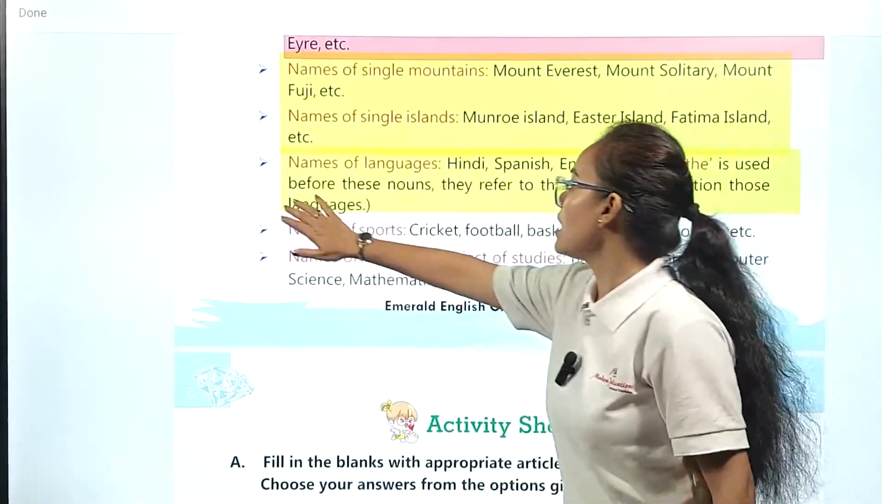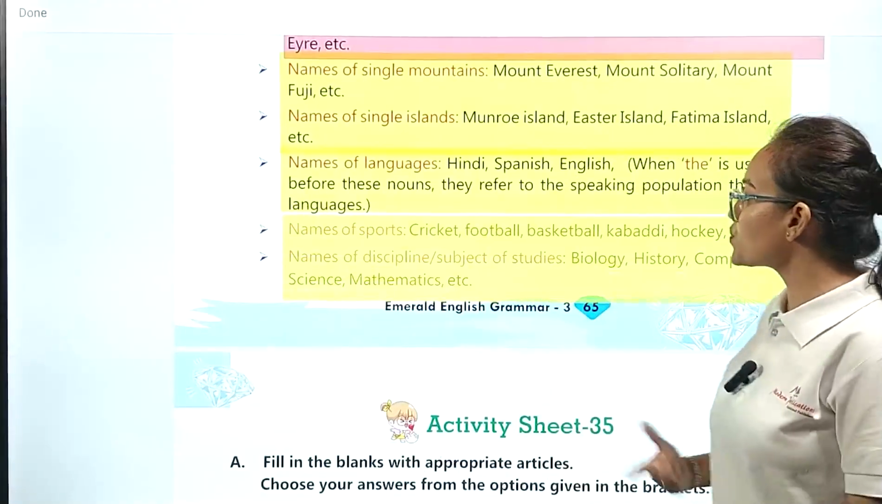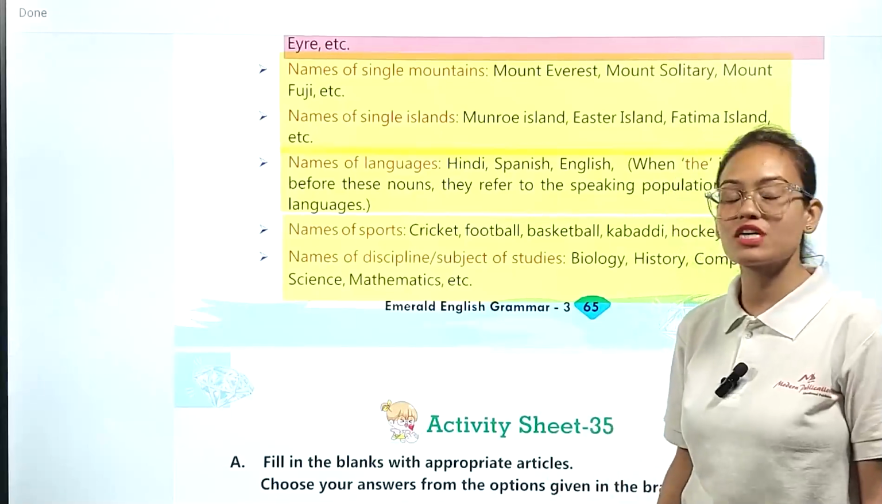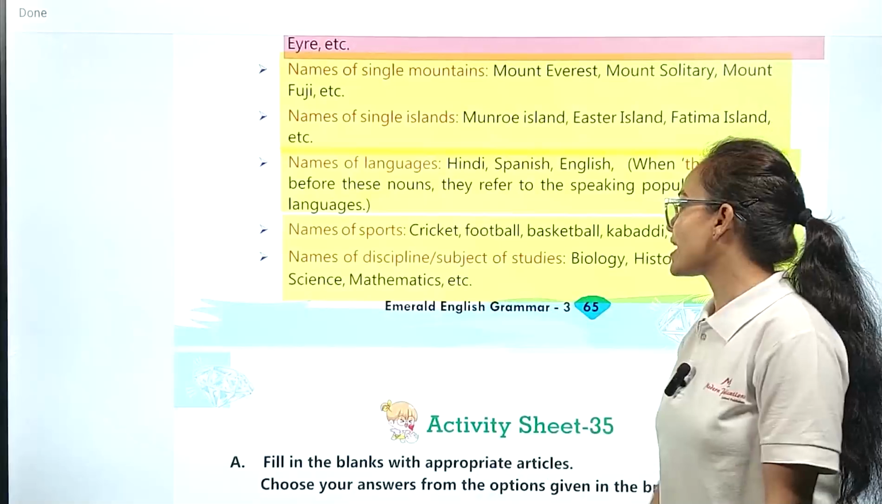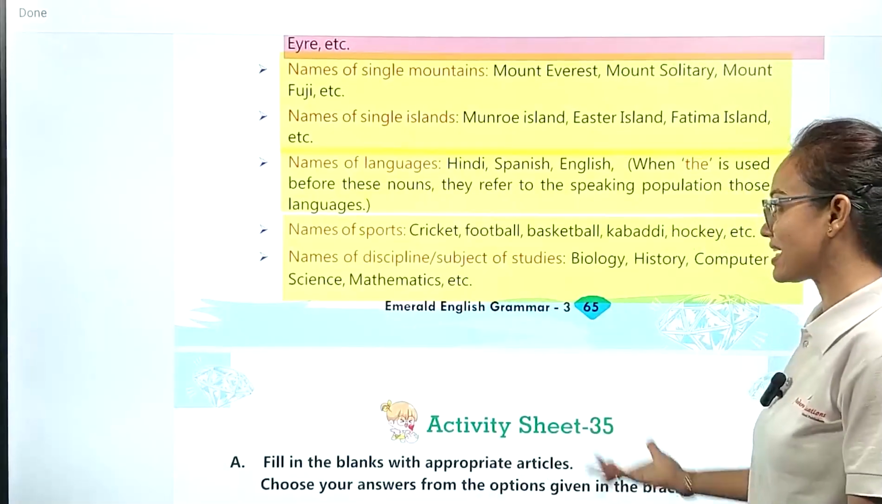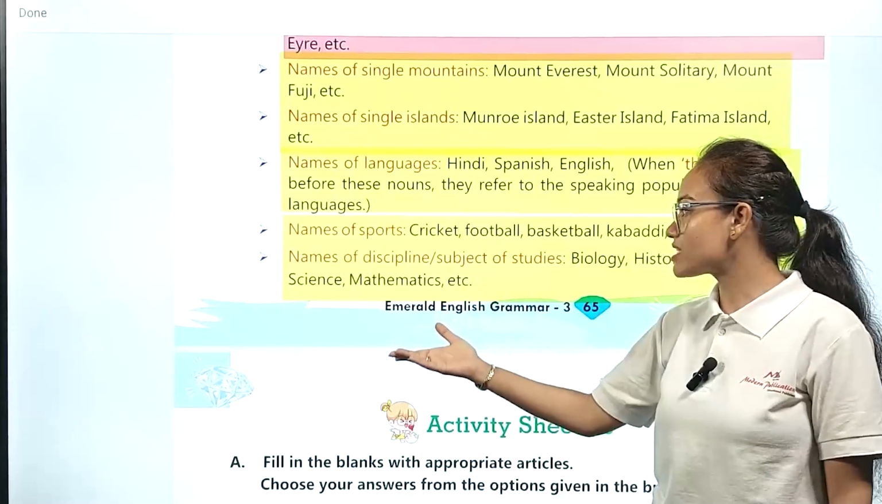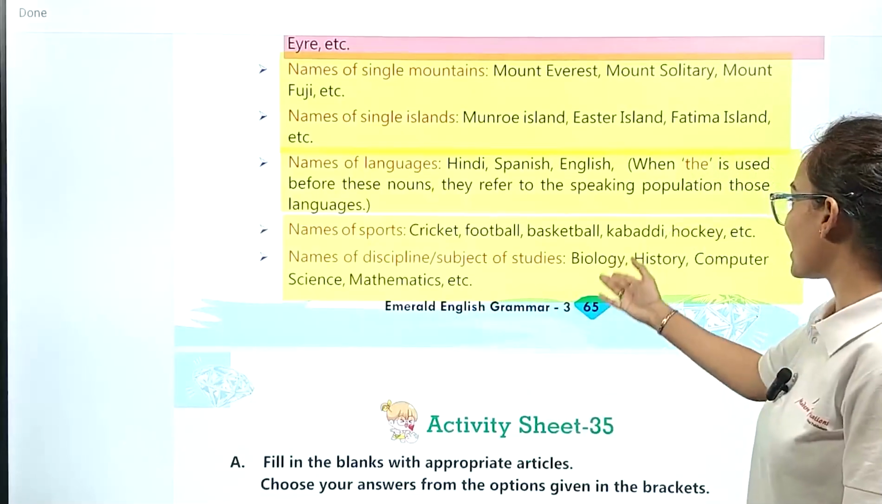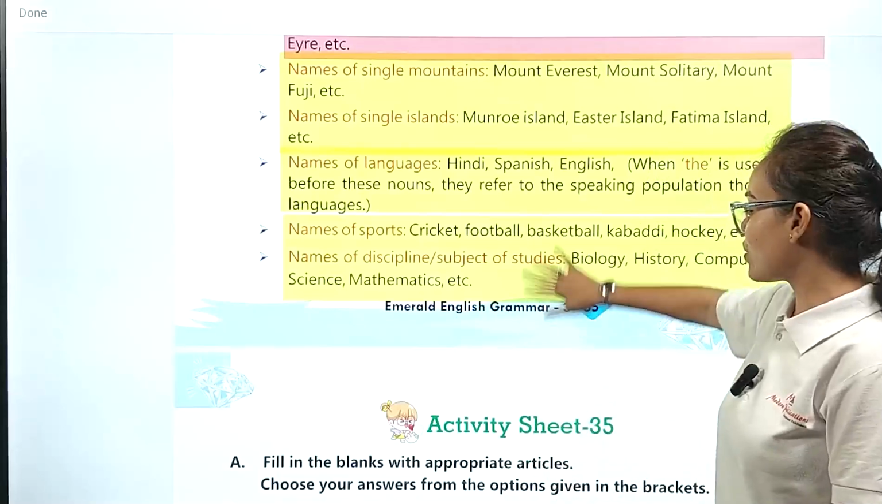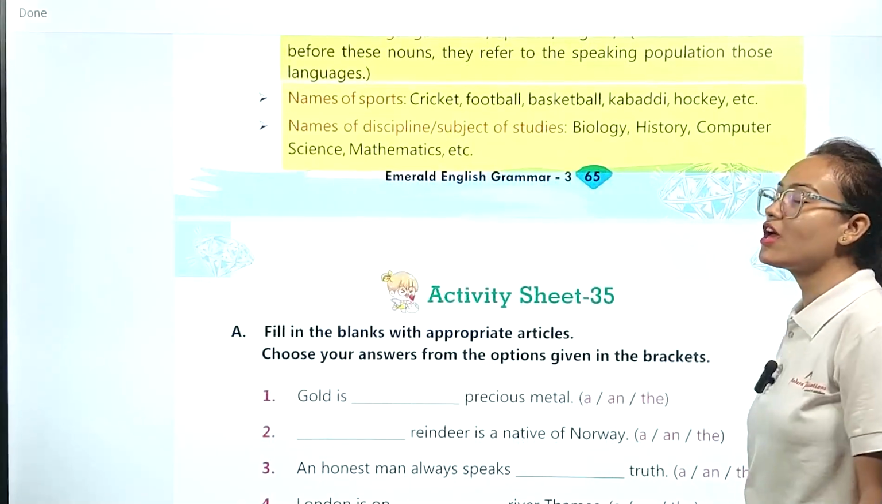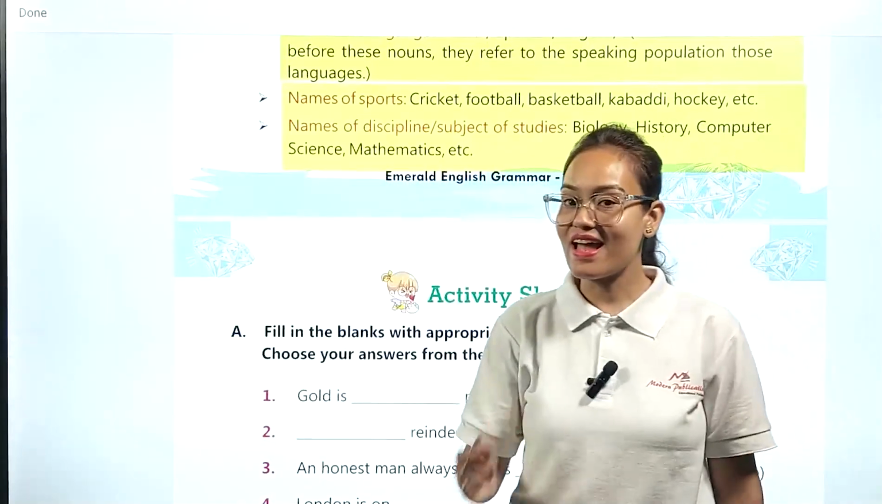And whenever we are talking about sports and whenever we are talking about subjects, here we also don't add the article "the". Like sports names: cricket, football, basketball, kabaddi, hockey, etc. And names of discipline, subject or studies like biology, history, computer science, mathematics, etc. So I hope, my dear students, it is quite clear to you all when we are going to use a, an or the.